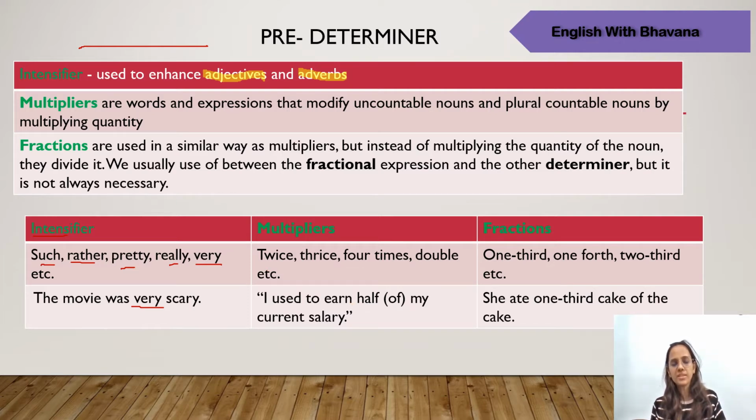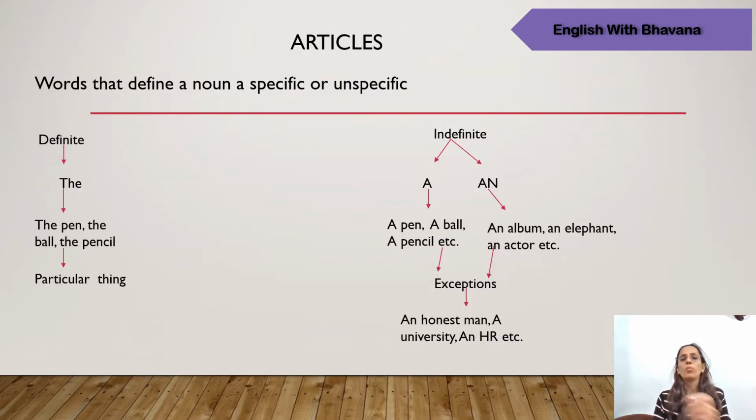So now if you say to me, ma'am, if this is done, what is article, what is adjective? So we will be learning that as well now. See, now what is article? Article: words that define a noun, specific or unspecific. Now, when it is specific, that is known as definite. For example, the pencil, the phone, the ball. That is known as specific.